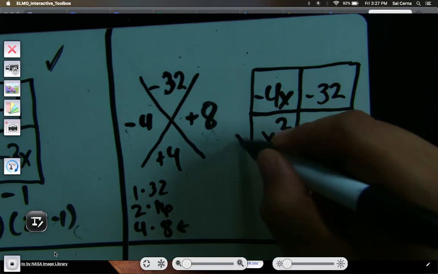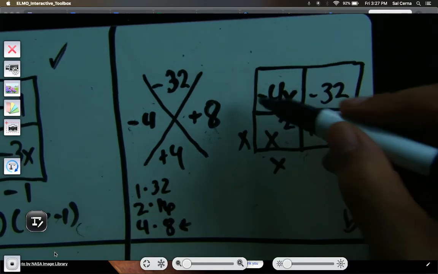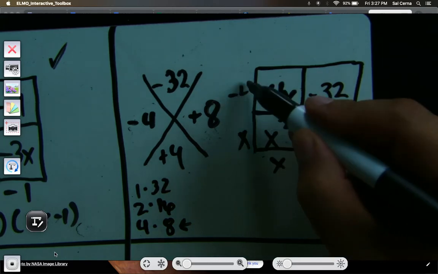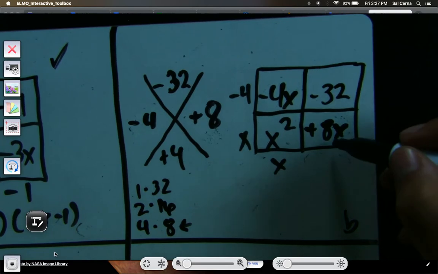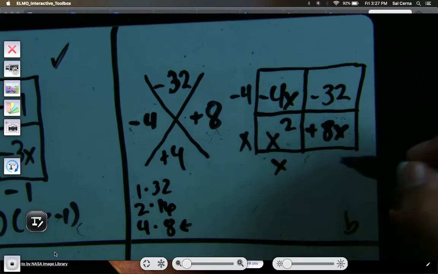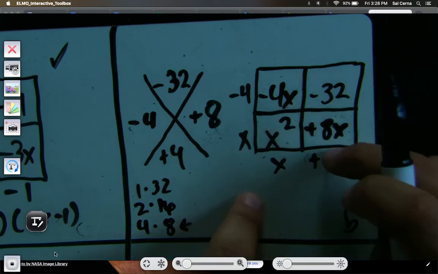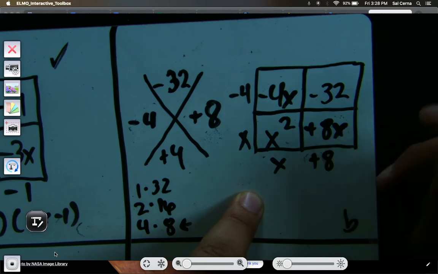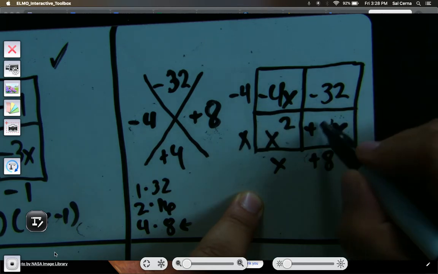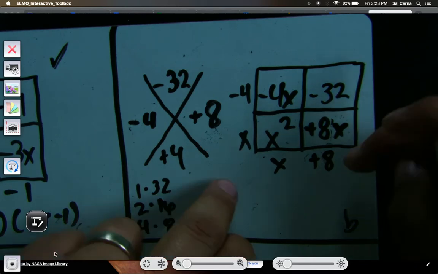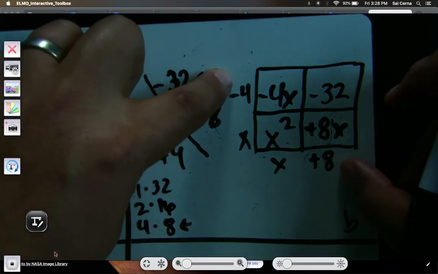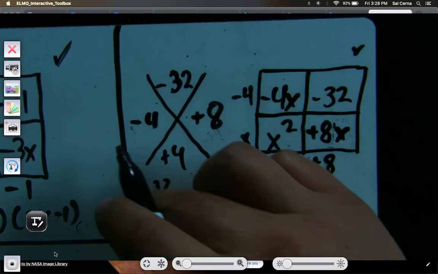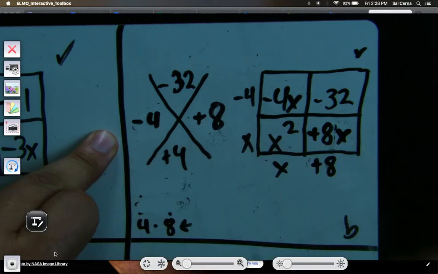So I start with x times x squared. Now, -4x is my area, so -4x divided by x gives me -4. And here, positive 8x divided by x gives me +8. Why do I know that's true? Because +8 times x gives me +8x. Just to check and make sure, the product of -4 times positive 8 is -32. That checks off, and so I can erase this and this.